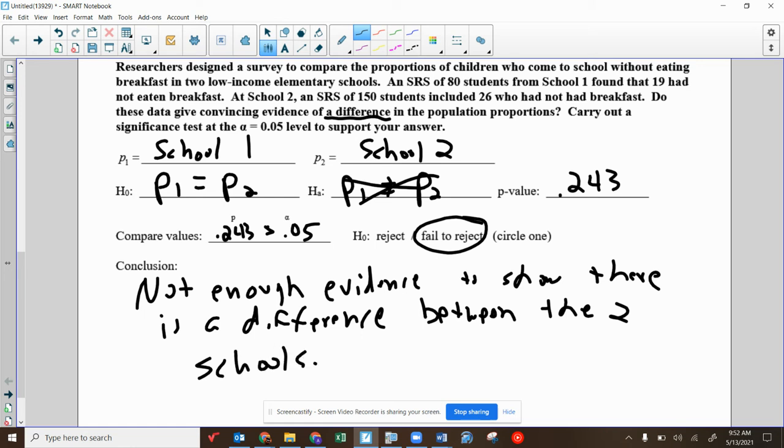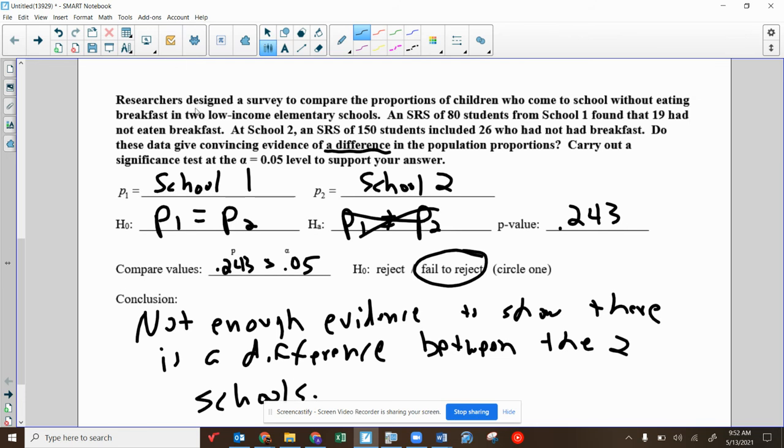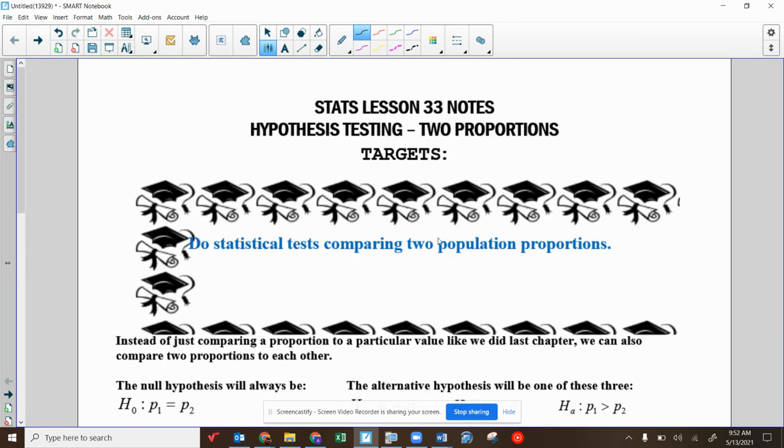All right, so that's how you do 2 proportion z-tests. So that's lesson 33. Let me know if you have any questions.